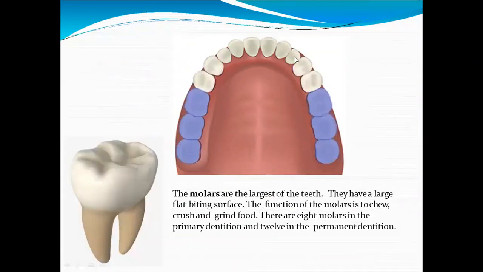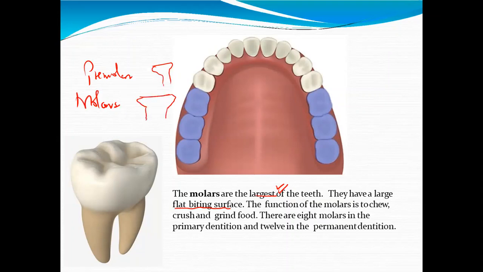So the final set of teeth that we have in our dentition are called the molars, okay? And they are the largest of the teeth. As you can see, the teeth increase in size as we go deep into the mouth, okay? So they have a larger biting surface, and the main thing here, the same with premolars, which have a large, flat surface, but molars have an even larger surface because of their size.